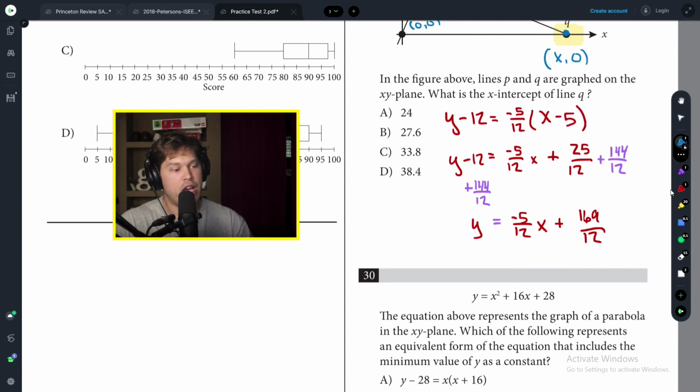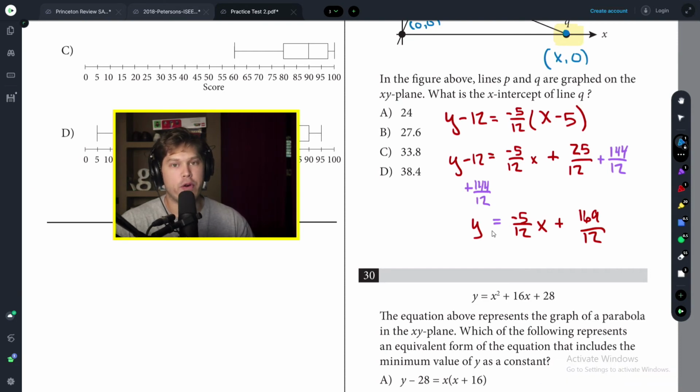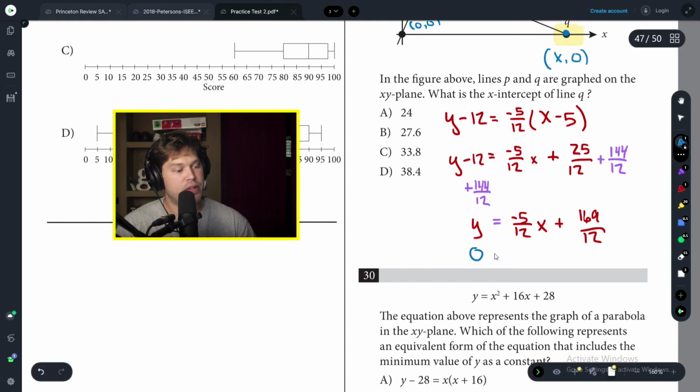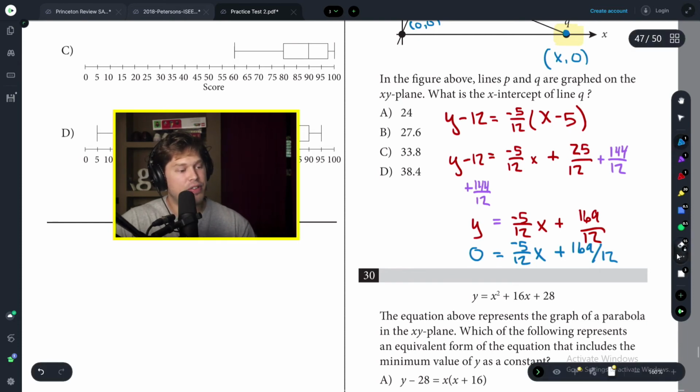Continuing this problem, where do we go from here? So now we have line Q in y equals mx plus b form, but we need to know what the x-intercept is. So how do we find the x-intercept from here? Well, to find the x-intercept from here, we need to plug in 0 for y. So if we plug in 0 for y, we have 0 equals negative 5/12x plus 169 over 12. And I'm running out of space. Let me actually go back up. Let me erase a little bit of this.